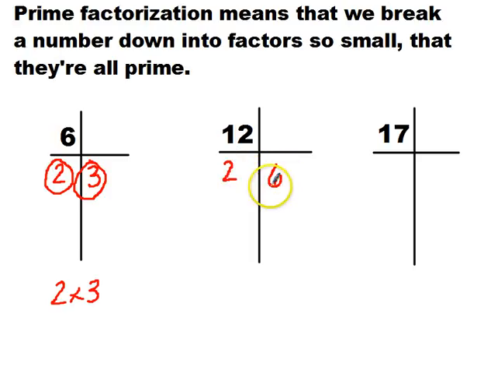Okay, 6 is composite, so I've got to keep going. What's the smallest prime number by which I can divide 6? 2, and then 2 times 3. And these are all primes, so I'm done. So here's again, for the third time, you should be getting good at 12 by now: 2 times 2 times 3. And so 2 to the second power times 3 is the prime factorization of 12.